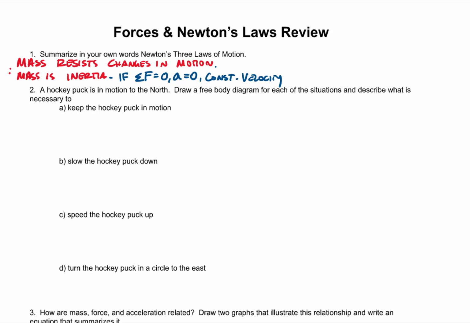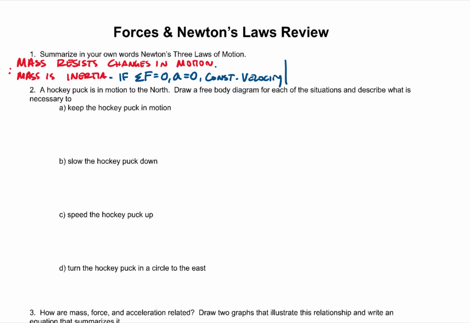Newton's words for the first law were that an object in motion will remain in motion unless acted on by an outside force. That's all of the things that that means.